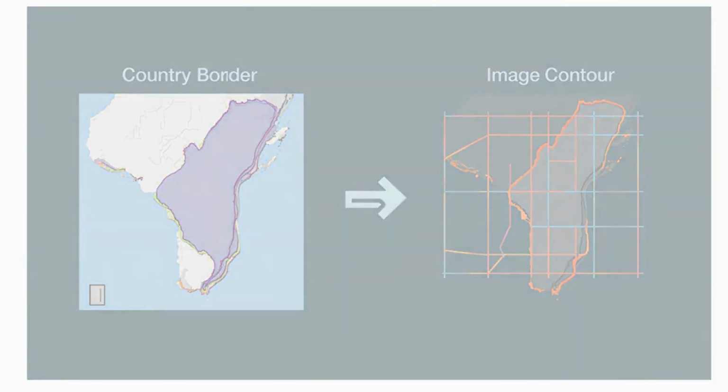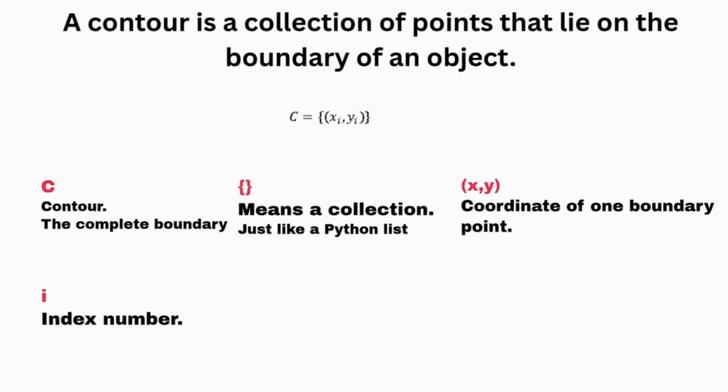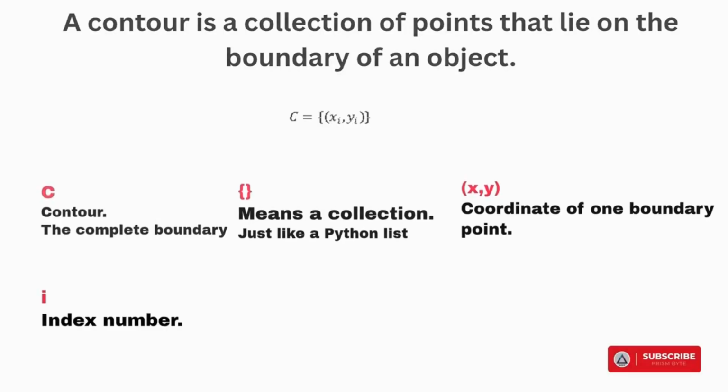So, let's understand the mathematical definition of a contour. A contour is a collection of points that lie on the boundary of an object, where C equals {(xi, yi)}, as you can see here. So what does it actually mean? Here C is the contour, the complete boundary. The curly braces mean a collection, just like a Python list, and (xi, yi) is the x-y coordinate of one boundary point. And here i means the index number, like 1, 2, 3, up to the end point.